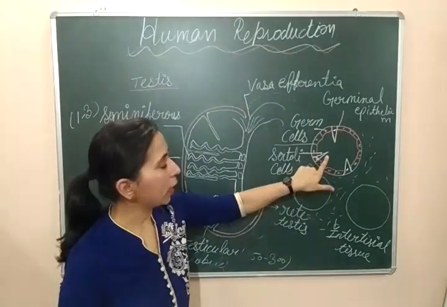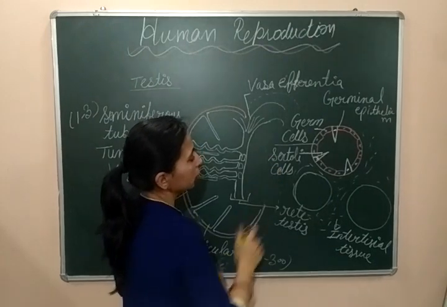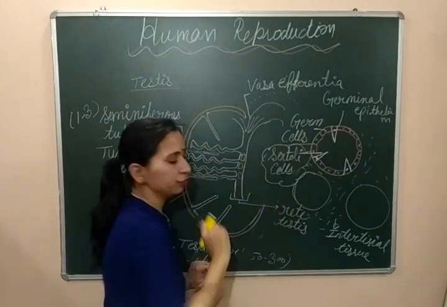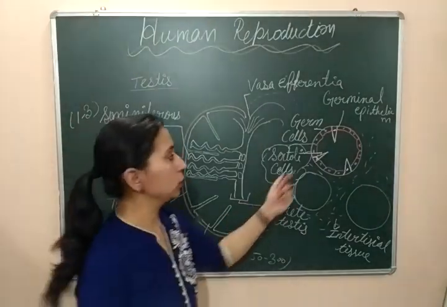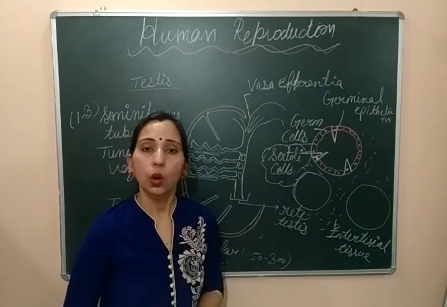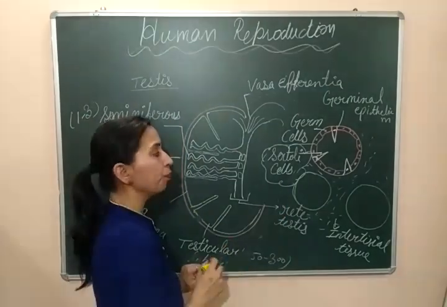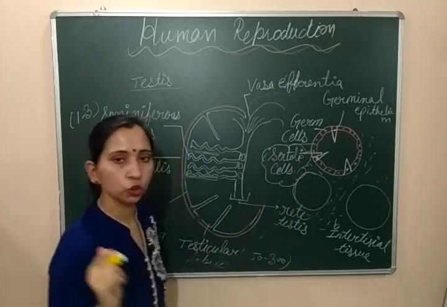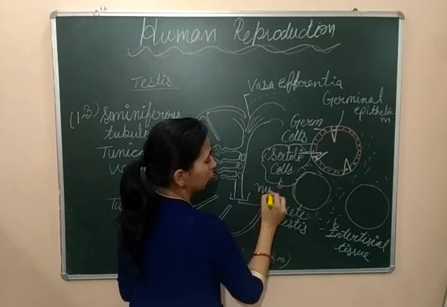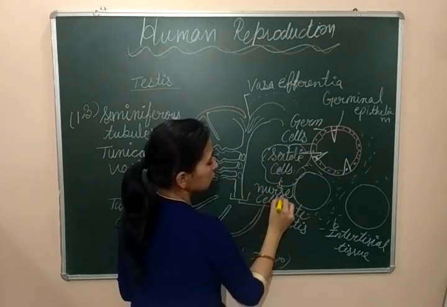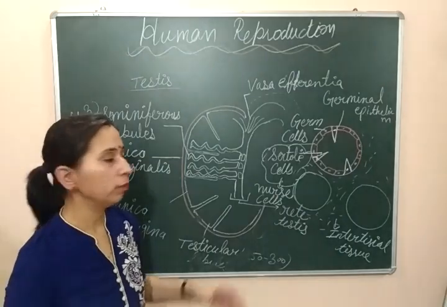And the cells which are present with these germ cells, the pyramidal shaped cells, are Sertoli cells. इनका नाम है Sertoli cells. What is the function of these Sertoli cells? Let's see. These Sertoli cells give nourishment to these growing male gametes. यहाँ पे जो sperms grow करेंगे, उन growing sperms को nourishment provide करने का काम ये Sertoli cells करती हैं. That's why they are also known as nurse cells. They are called nurse cells because they provide nourishment to the growing male gamete.